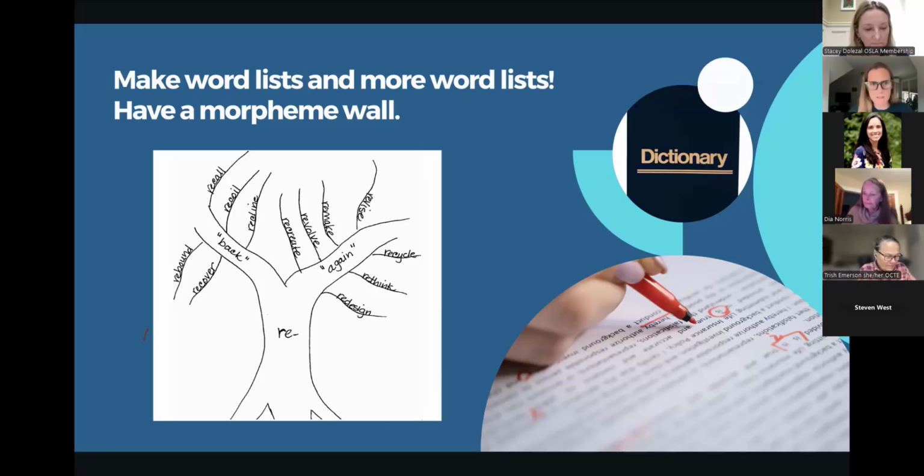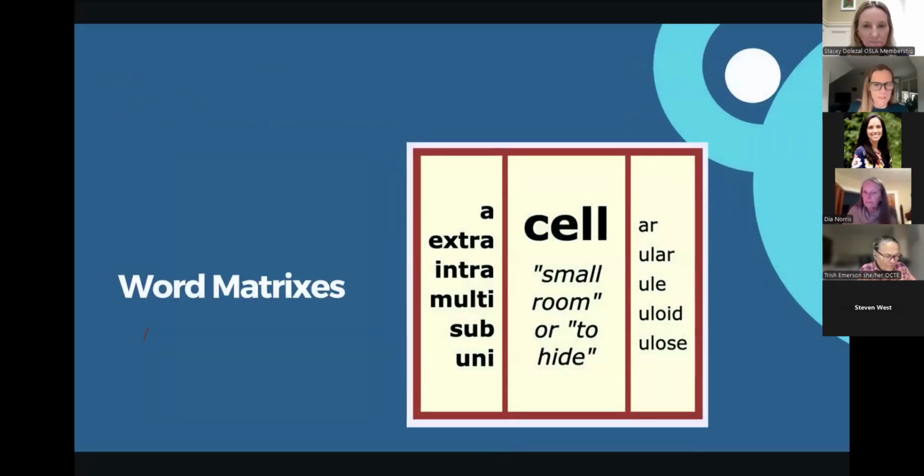Let's keep going here. I've got some other examples. This is a word matrix. There is an app for this, believe it or not. There is a website called Mini Matrix Maker, and it's in the resources. What you do is you find a root word, in this case, cell, you find the meaning of it. Cell means a small room. And it actually started to be used because of monks who were carving their living quarters into stone walls, and they started to call them cells. So that's kind of cool. That's kind of interesting. And it also means to hide.